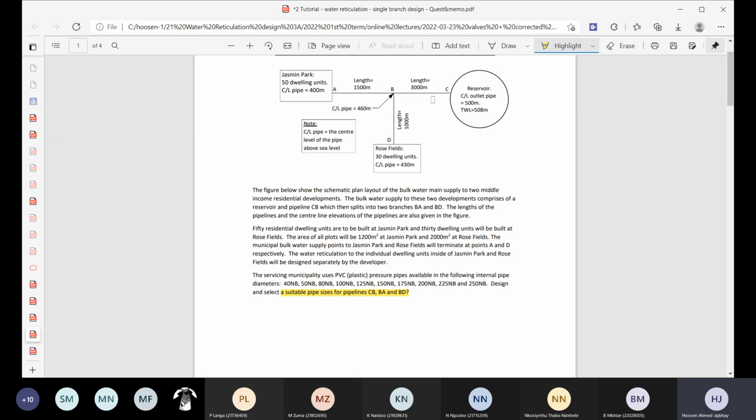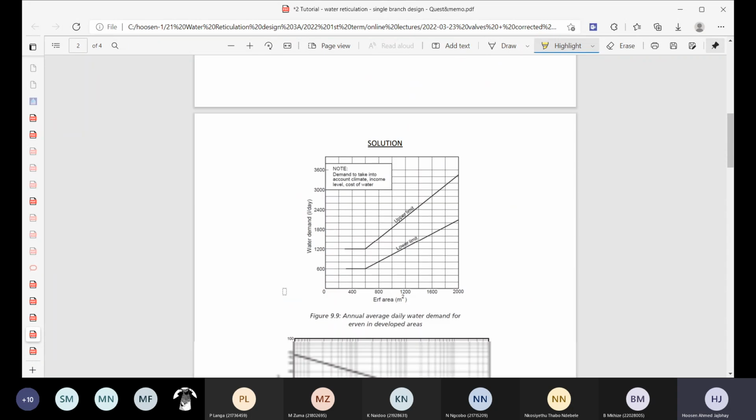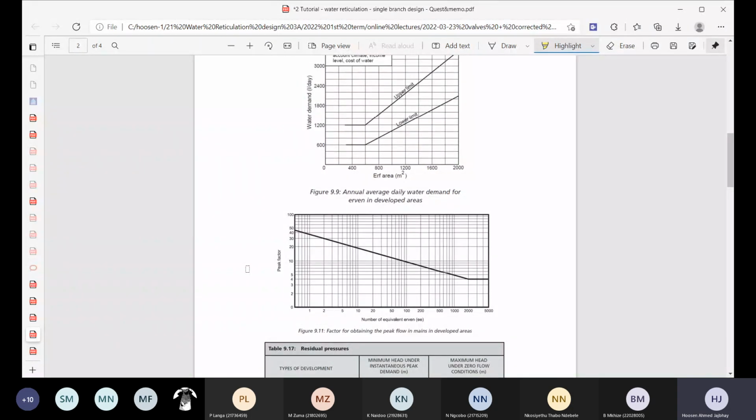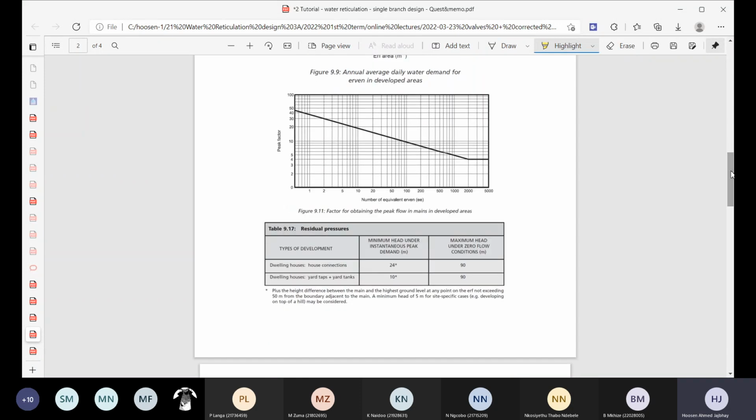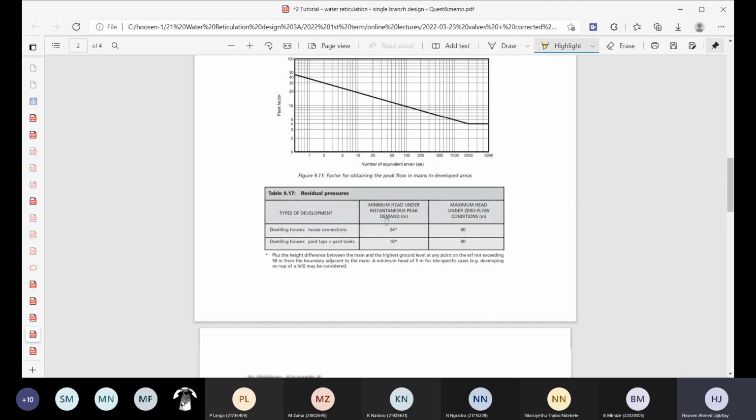Right now, CB is fine. The design of that is fine. In BA, one of you created with me the peak factor for that pipeline, and I have had a look at it, and there is an error in the peak factor that's given in the solution. And the reason why that error has occurred is something that maybe you should be wary of also and take cognizance of: the table for the peak factor uses figure 9.11.